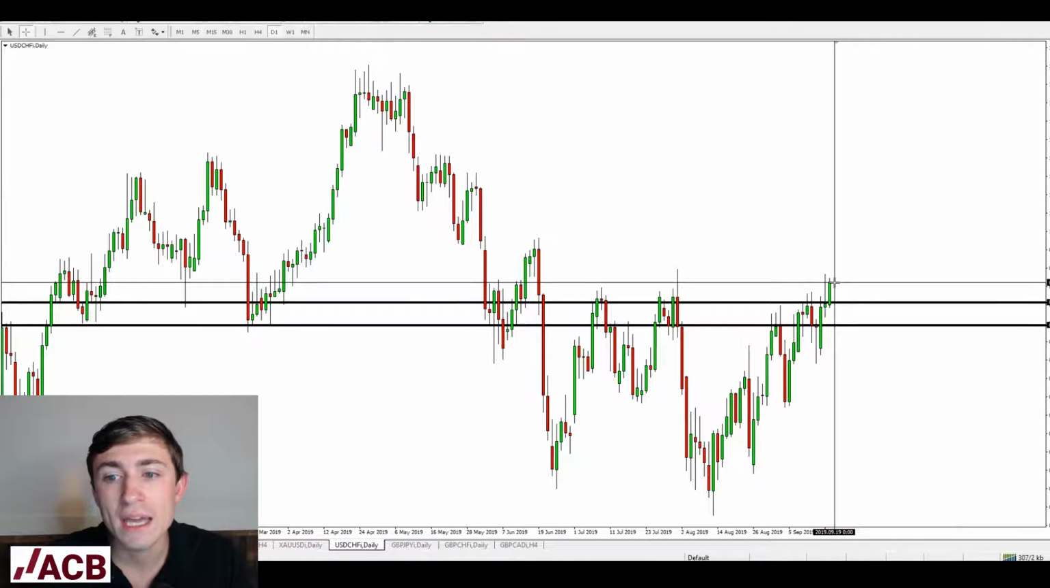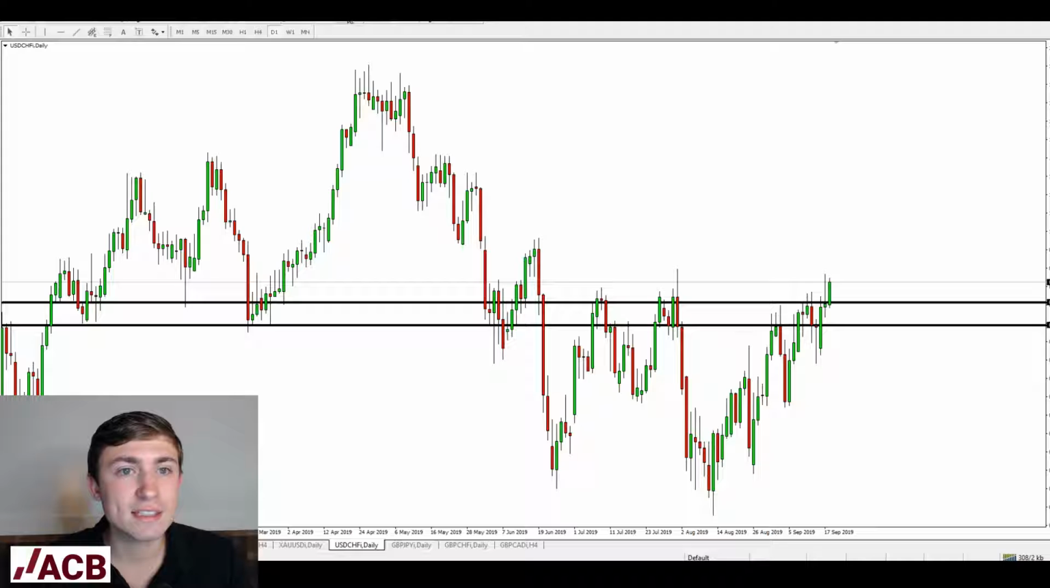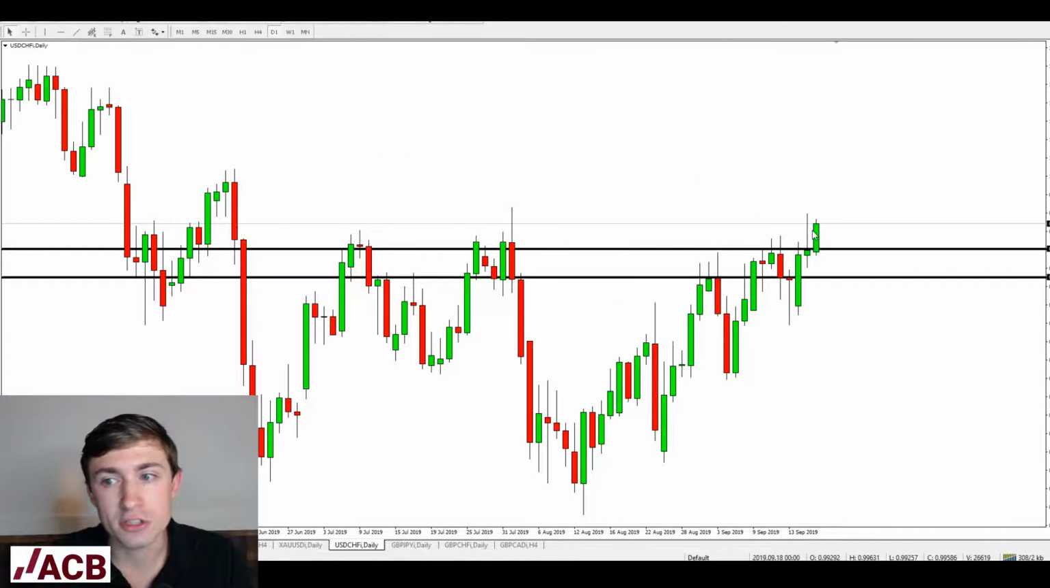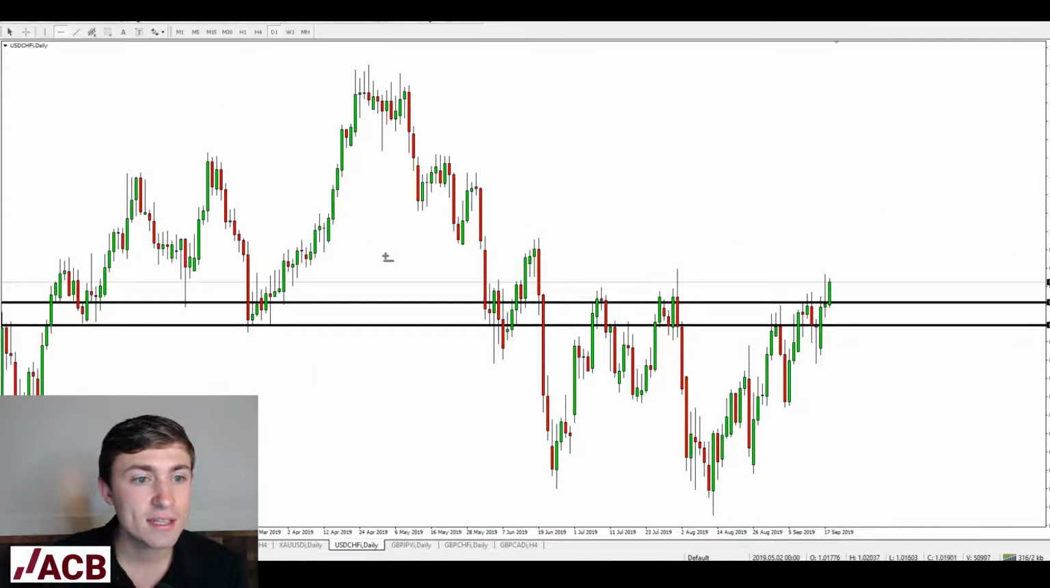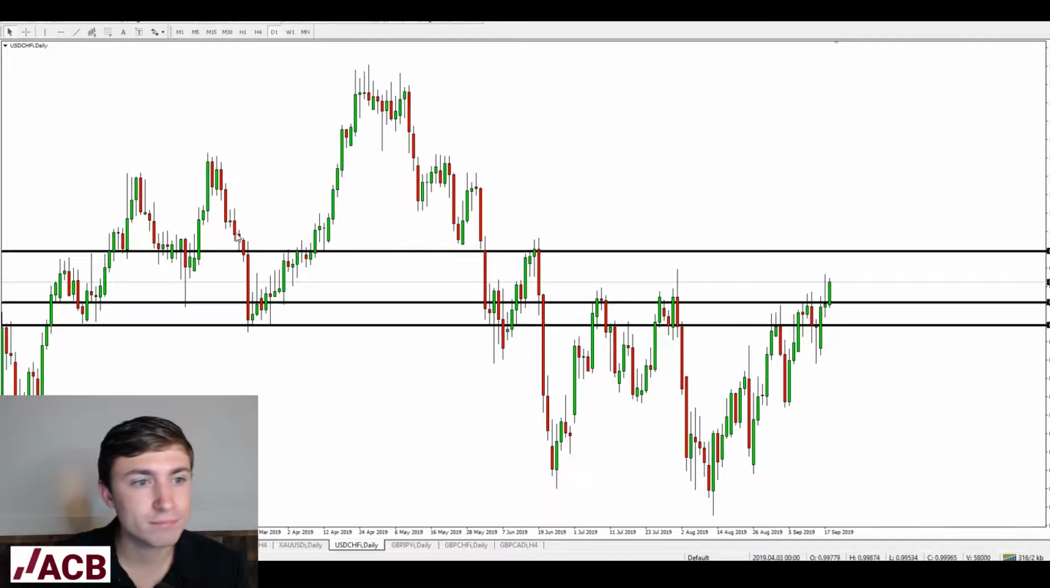Now the question will be, from here, if price can stay above this level on this daily chart, or even break through that recent high right here, that'll be a major level for buyers to say, okay, we've broken through this zone of resistance. And then it's not likely we'll see any major resistance until we get up to levels like here, right?